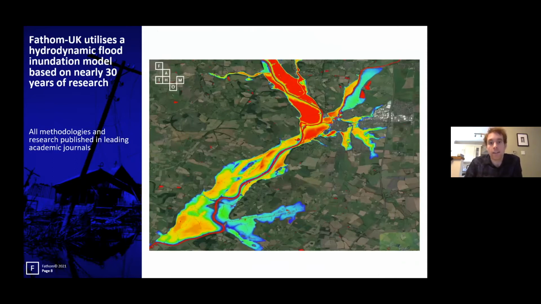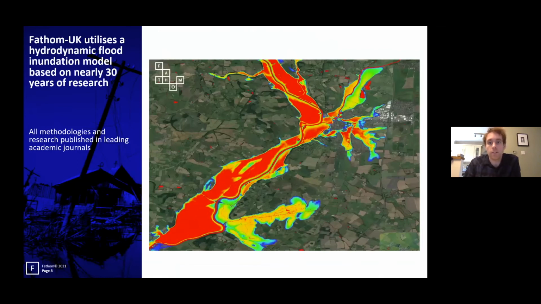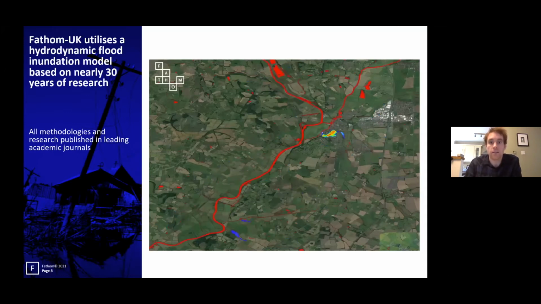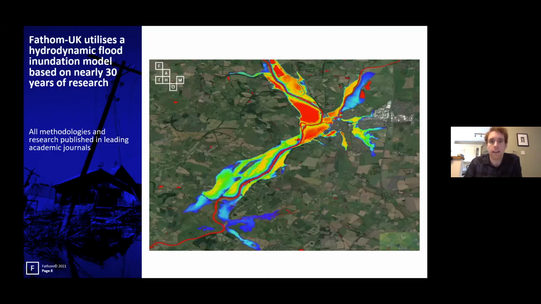At the core of Fathom UK is a hydrodynamic model that's been continuously developed over the last 30 years. This is an efficient but accurate model, which allows us to model flood dynamics accurately over large scales, and is what really paved the way for our initial products, Fathom Global and Fathom US.